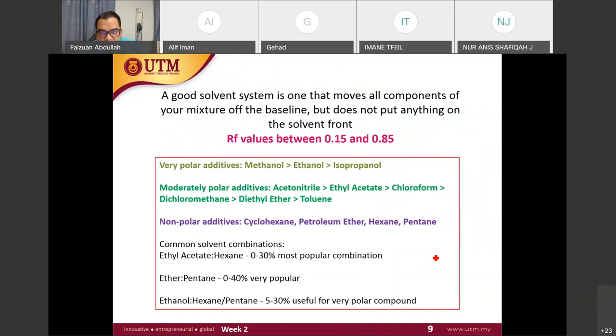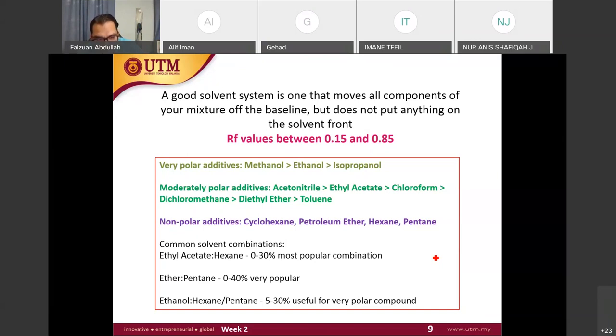A good solvent system is one that moves all components of your mixture off the baseline, but does not put anything on the solvent front. Rf values between 0.15 and 0.85 are the best. The polar ranking is: very polar, methanol higher than ethanol, higher than isopropanol; moderately polar, such as acetonitrile, more polar than ethyl acetate, more polar than chloroform, more polar than dichloromethane, diethyl ether, and toluene. Non-polar solvents are such as cyclohexane, petroleum ether, hexane or pentane.